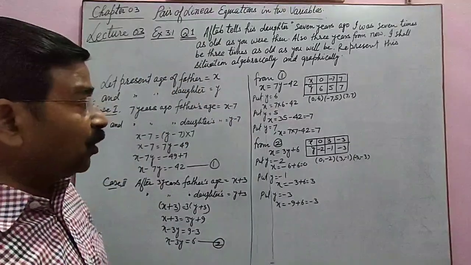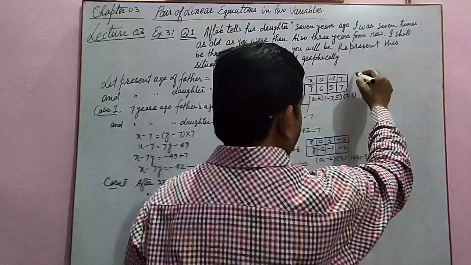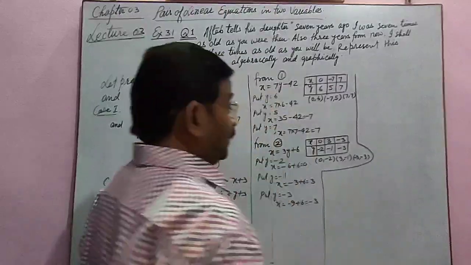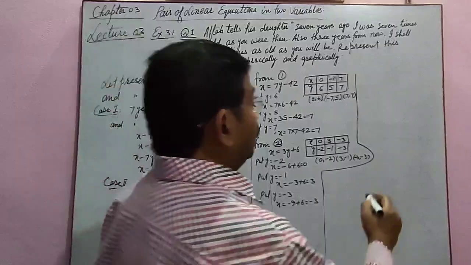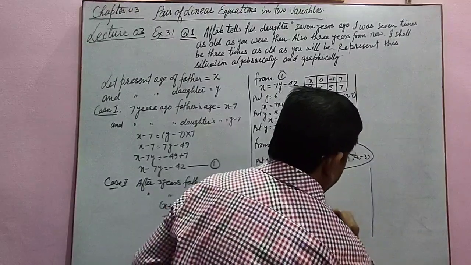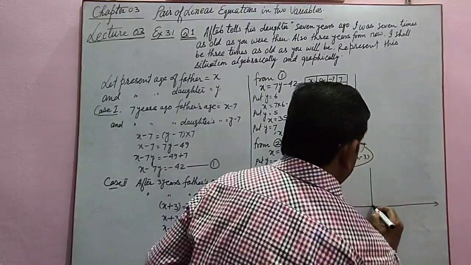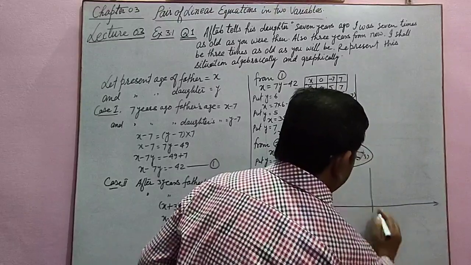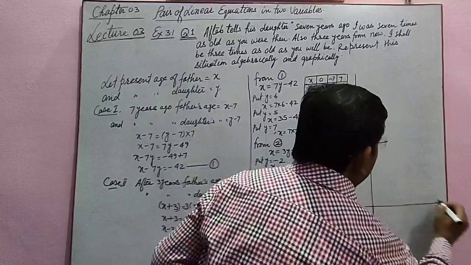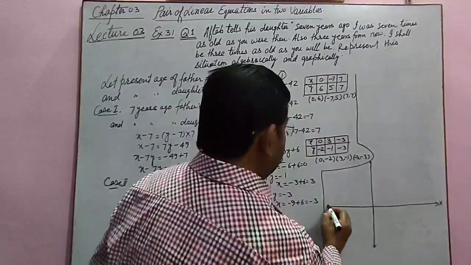Now I am going to plot the graph on a small scale here. See, here I am plotting the graph. Your x and y axis. You can choose the scale.